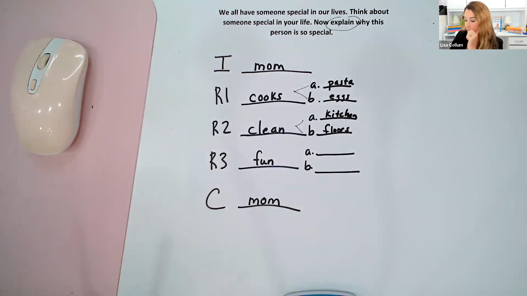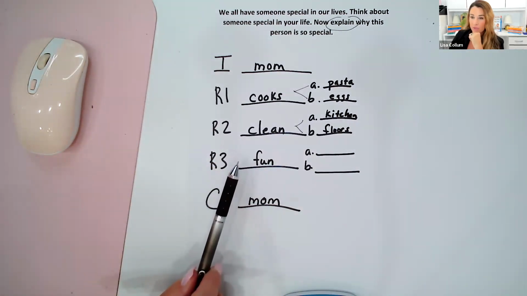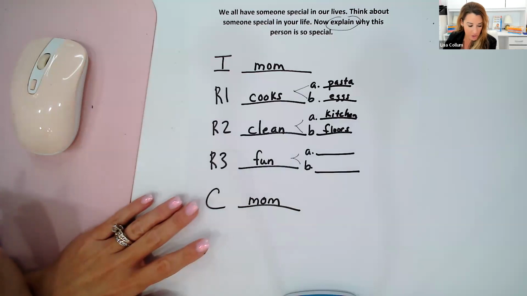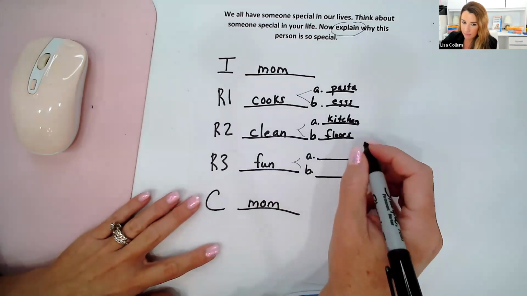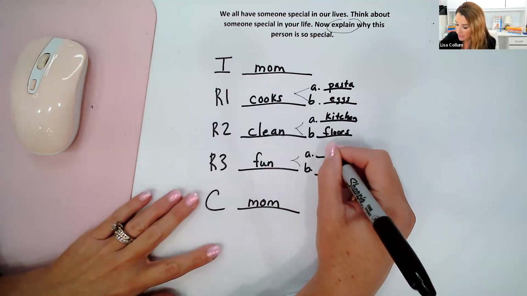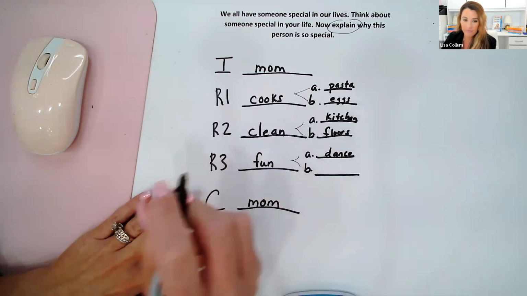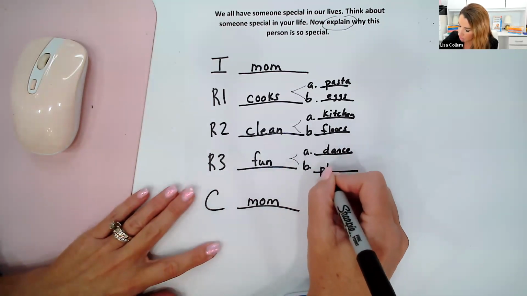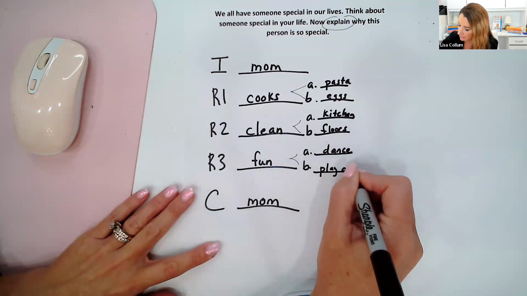And then the last reason that my mom is my special person is because she's lots of fun. So now I got to write two things about her being fun. I'm going to write that she loves to dance. That's one way she's fun. And she loves to play outside.